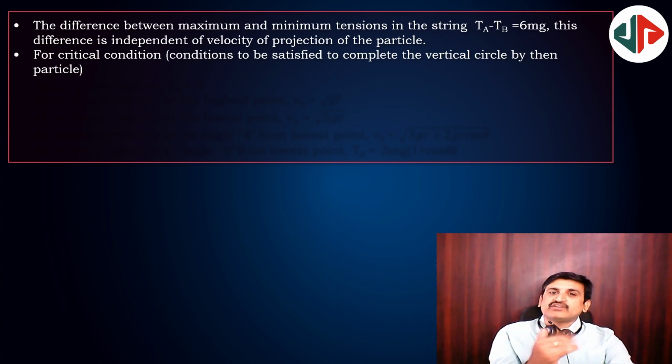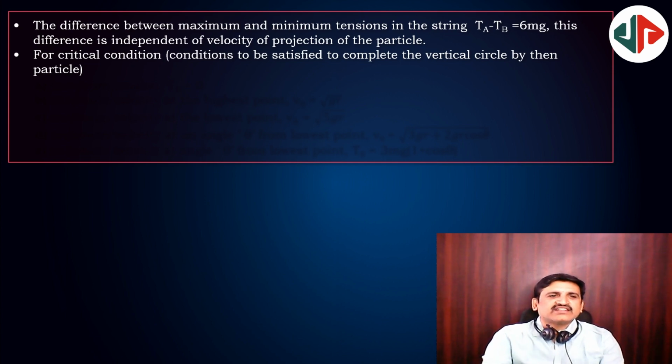If v1 and v2 are equal, then that is 2 mg. Here it is 6 mg. This difference is independent of velocity of projection. That means for any velocity of the circle, lowest position v1, highest position v2, and no external force acting, only gravity is acting. In that case only, Ta minus Tb is equal to 6 mg. Other than gravity, no other force should act on the system.